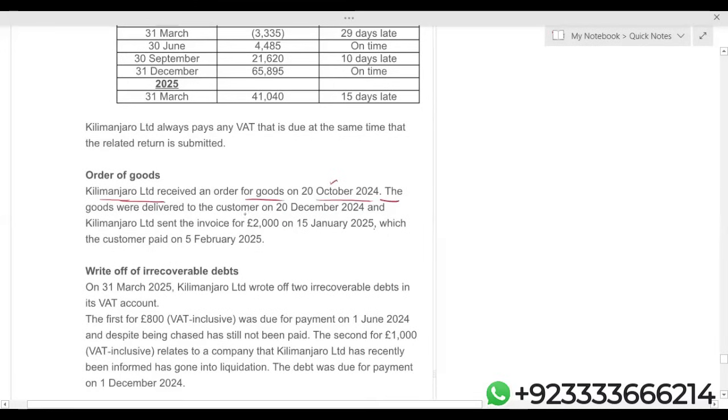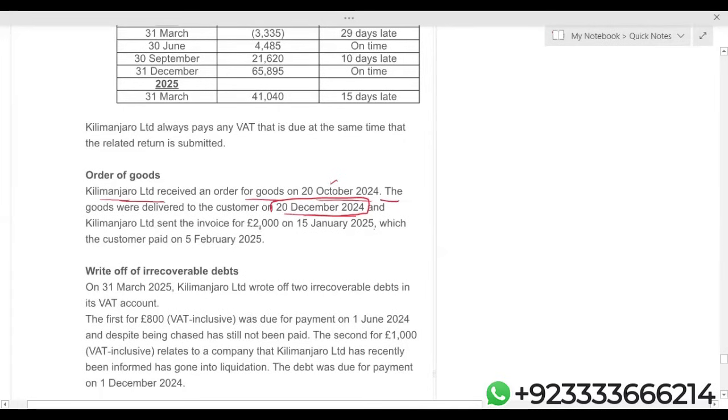The goods were delivered to the customer on 20th December 24. This is actually your basic tax point. But if you have received the payment in advance, that becomes your actual tax point, or if you issued the invoice within 14 days, then the invoice date becomes your actual tax point.